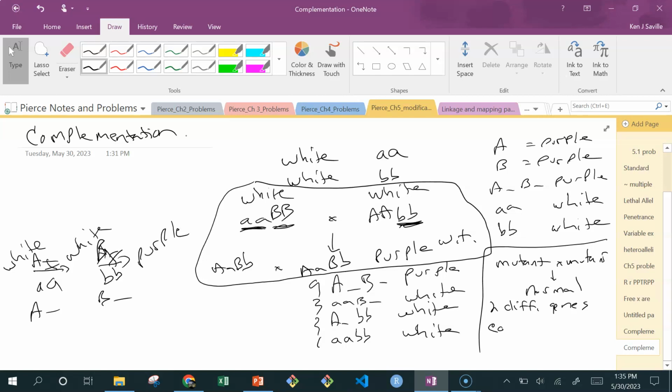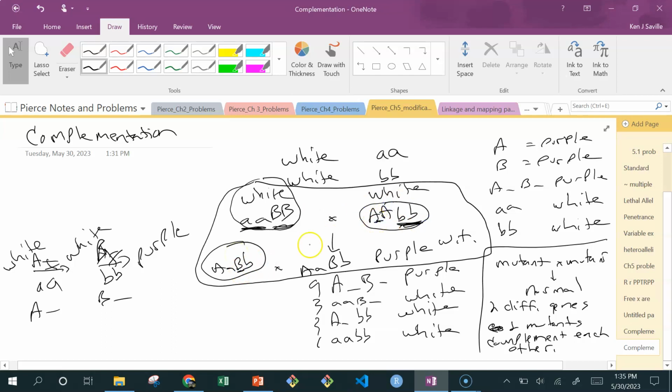So the 2 genes, so the 2 mutants complement each other. And what that means is there are mutations in different genes. And when you put them together, you make this heterozygote that's heterozygous for the mutation in each gene. But this mutant, when you made them together, provides a capital B. And this mutant provides a capital A.